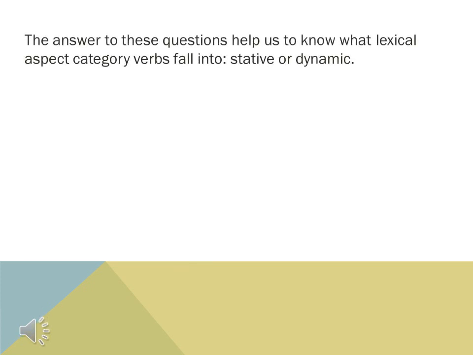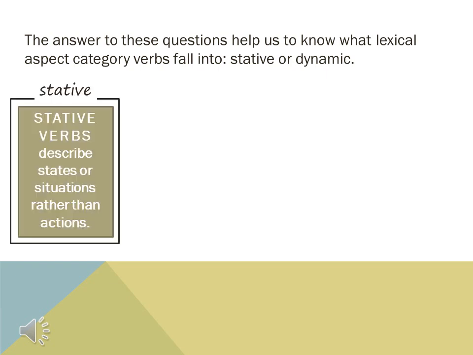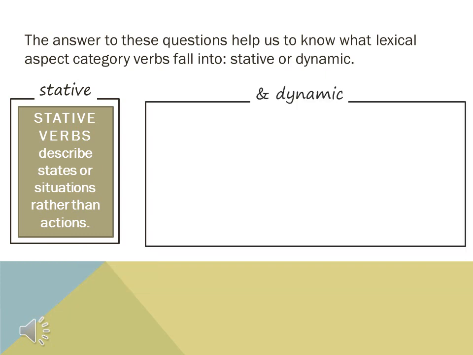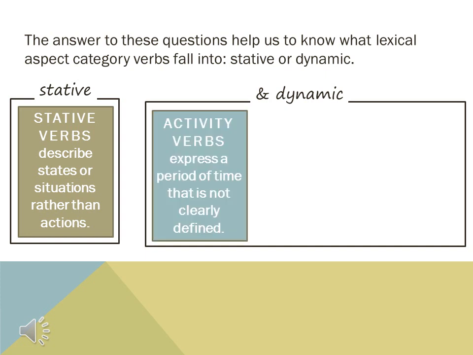Answering these questions helps us to know what category a verb falls into with regard to lexical aspect, stative or dynamic. Stative verbs describe states or situations rather than actions, like he owns a blue car or she hates her boss. Dynamic verbs have to do with actions, like activity, achievement, and accomplishment.